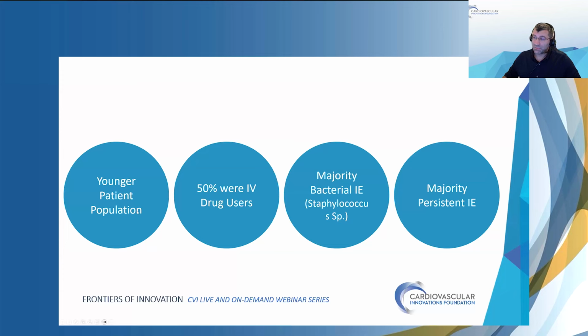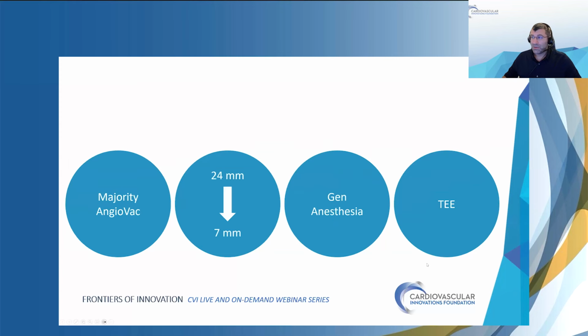The majority of the patients had persistent infective endocarditis, either large mobile echo densities of more than 2 centimeters, or recurrent pulmonary emboli or persistent positive blood cultures. So really a sicker population. From a procedural standpoint, the majority of these procedures were done using the AngioVac device. The median reduction of the vegetation was from 24 millimeters to 7 millimeters. Most were done under general anesthesia and TEE guidance.